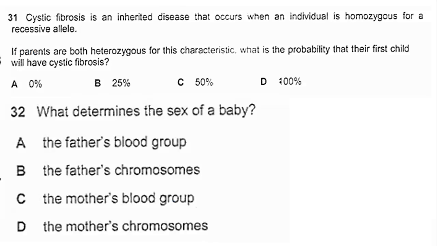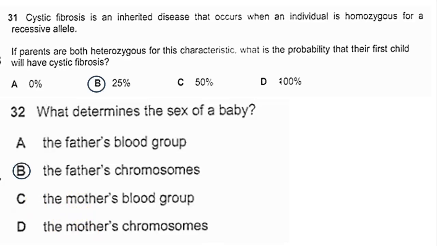Cystic fibrosis is an inherited disease that occurs when an individual is homozygous for a recessive allele. If parents are both heterozygous for the characteristic, what is the probability that their first child will have cystic fibrosis? So again, we can do the Punnett square. But we know that if two heterozygous individuals were crossed together, there will be 25% that the recessive trait appears in the phenotype of their individuals, because the ratio will always be 3:1. So it's gonna be 25%.